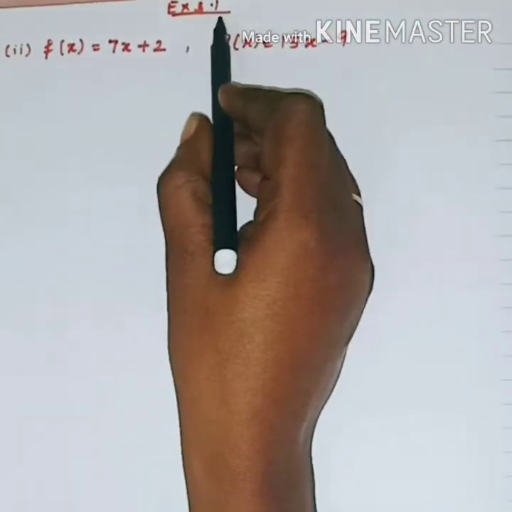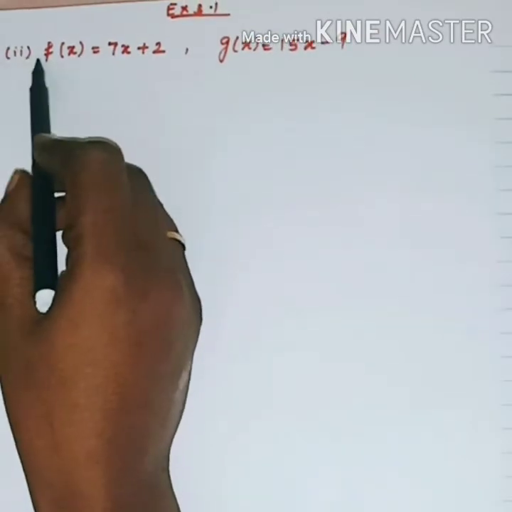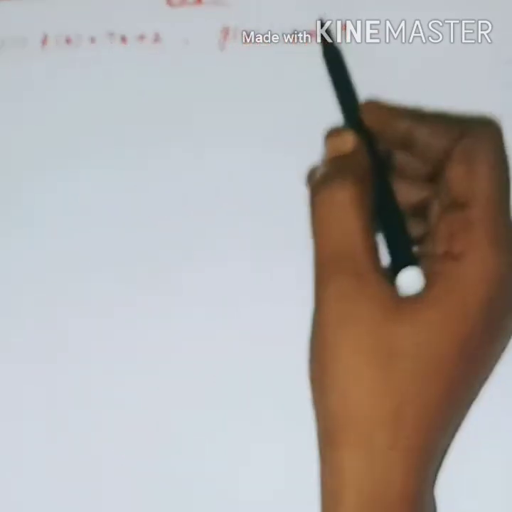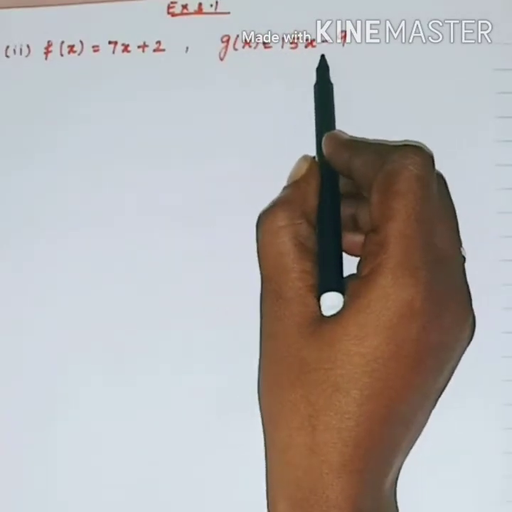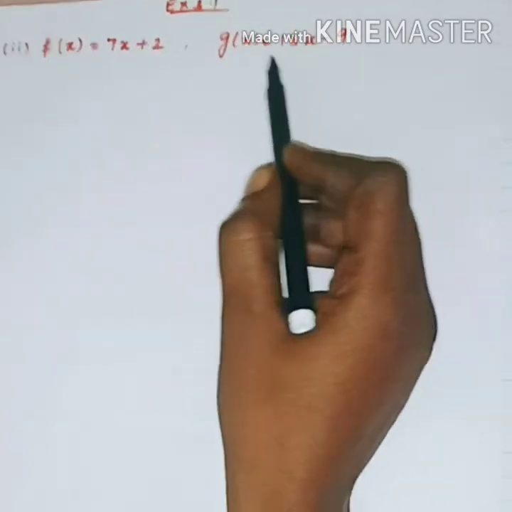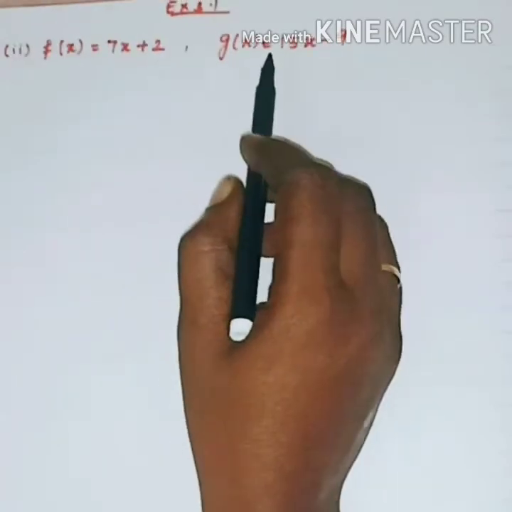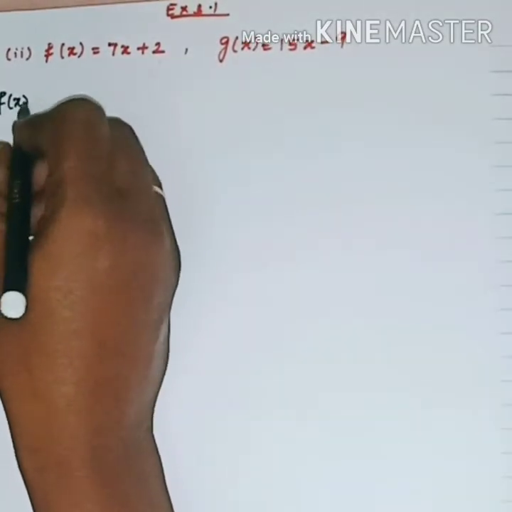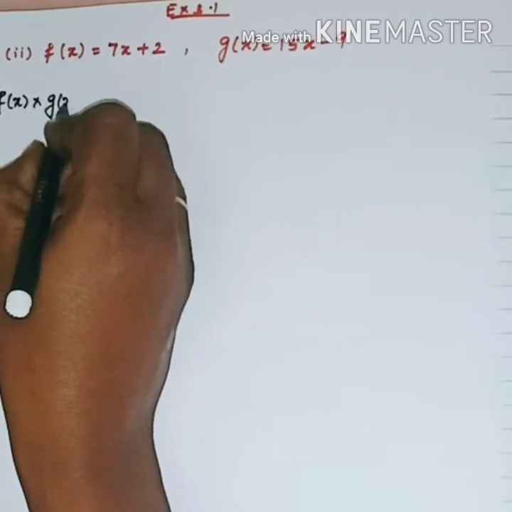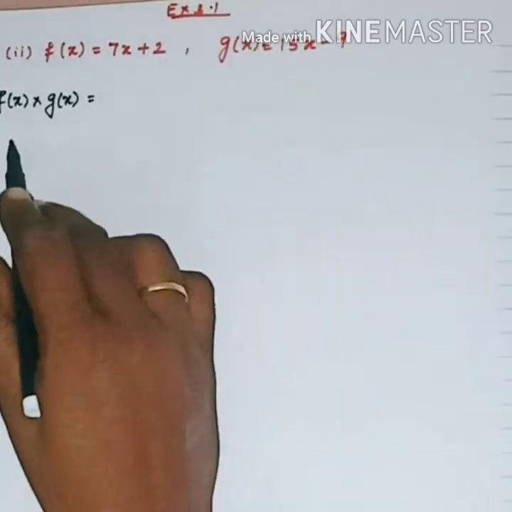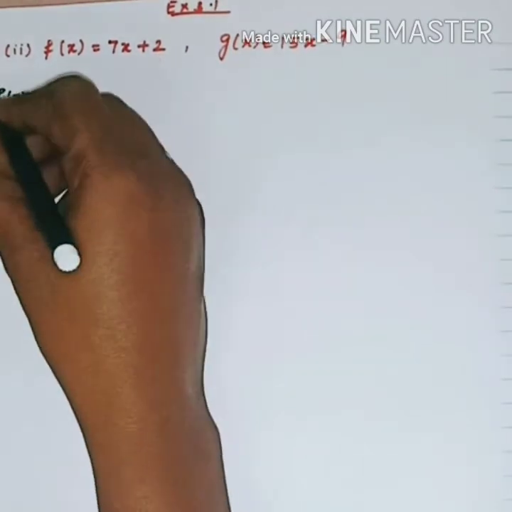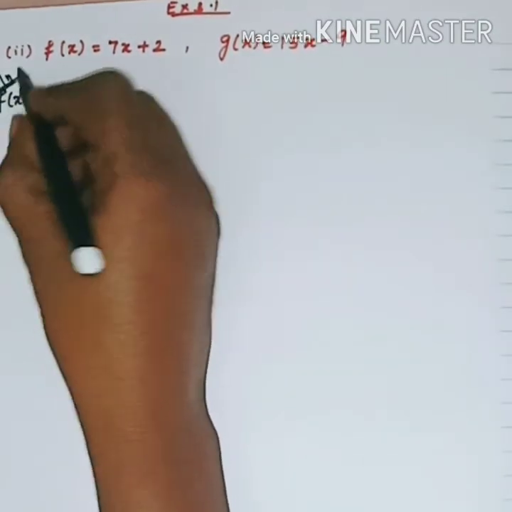Exercise 3.1, 9th sum, second subdivision. F of x is equal to 7x plus 2 and g of x is equal to 15x minus 9. We have to multiply these two expressions. That means we have to find f of x into g of x. So the expression for f of x is, this is the solution for this sum.